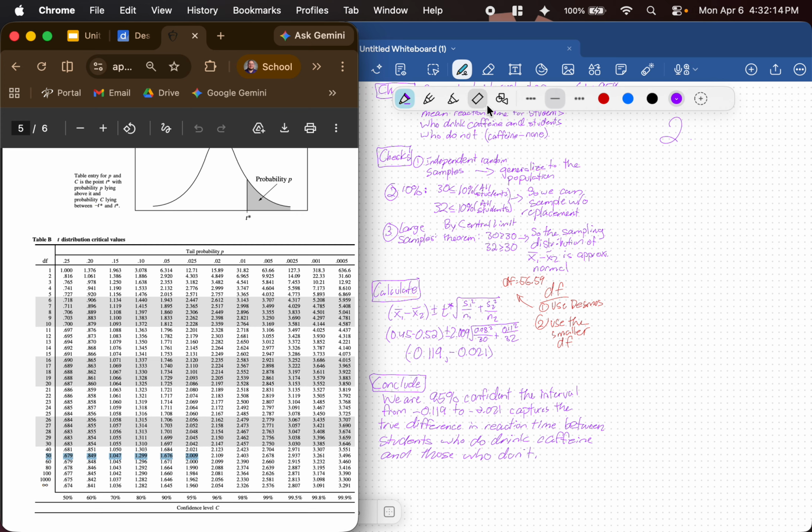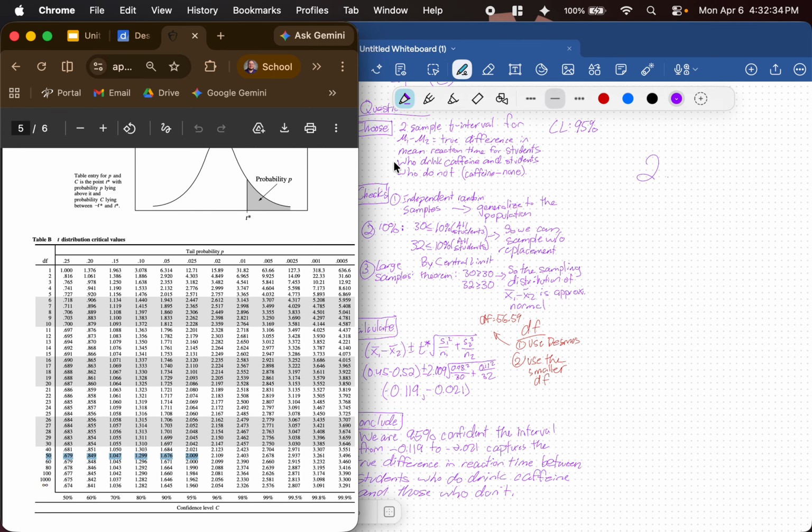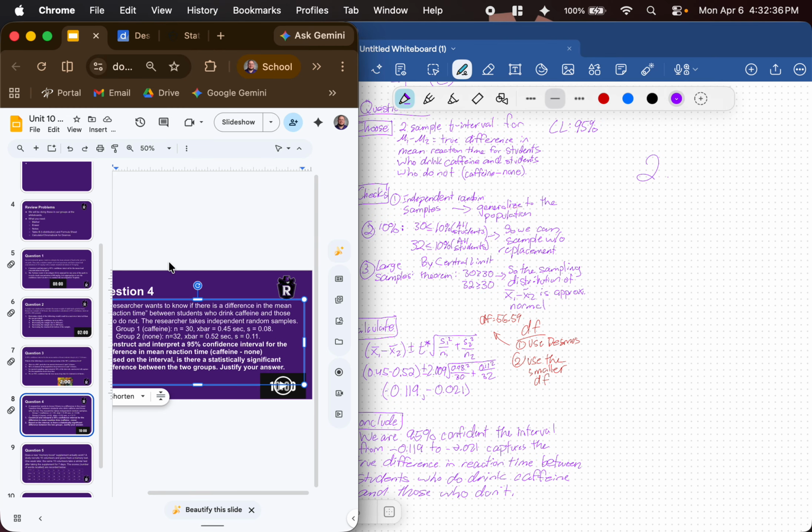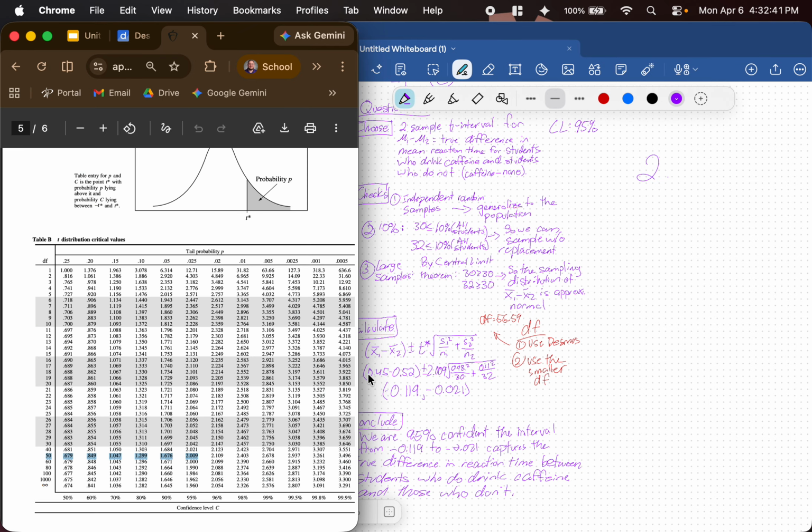One thing you can think without doing too much work here, I don't want to write it out. If you flipped and did the no caffeine minus the caffeine, this interval is going to flip, because we're going to see our x bars flip and go opposite. So now we're going to have positives. But it is important for the grader to see which way you went with everything. So just be aware of that. Our second question said, based on the interval, is there a statistically significant difference between the two groups?